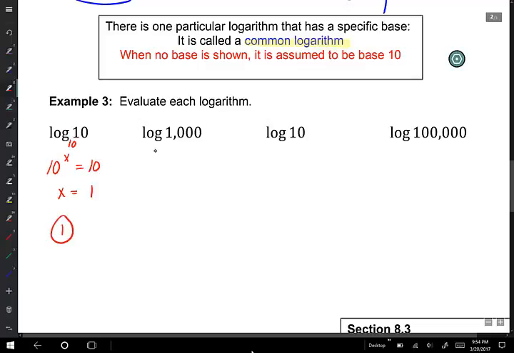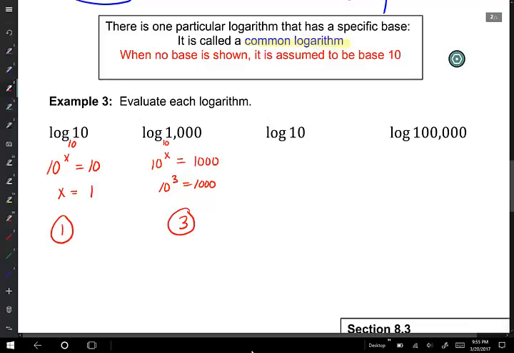All right, let's look at our next one. Log of 1,000. Remember, there's an invisible 10 there. So 10 to what power equals 1,000? 1,000 has 3 zeros, so 10 to the third equals 1,000. So our answer will be 3, because that's the value of x.